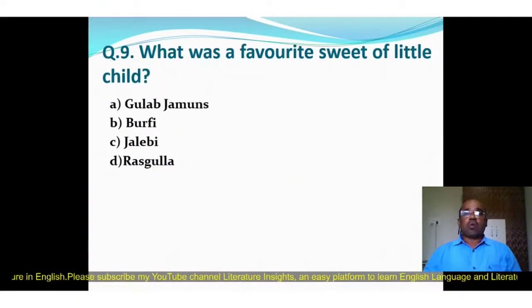Question number 9. What was a favorite sweet of the little child? A. Gulab Jamuns, B. Burfi, C. Jalebi, D. Rasgulla. The correct answer is B. Burfi. Burfi was a favorite sweet of the little child in the short story.